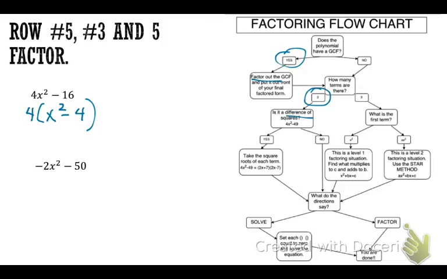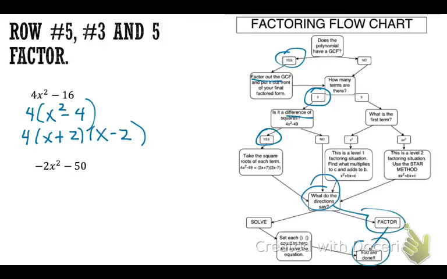So if I look at my problem, I notice that yes, I can square an x to get x squared, and I can square 2 to get 4. So that's a yes. So I'm going to take the square roots of each. So x plus 2 times x minus 2. And I keep my 4 out front because that's a part of my factoring. So my directions are simply factoring, so I am finished factoring.